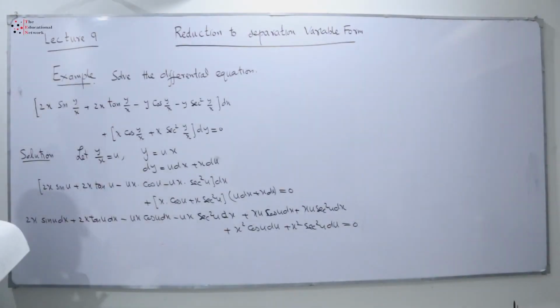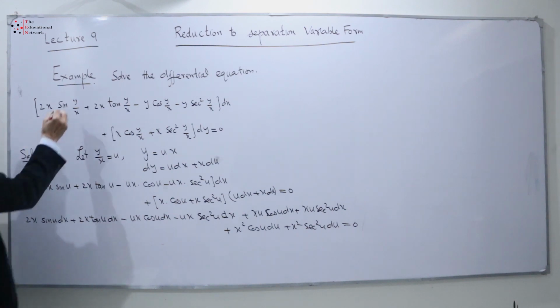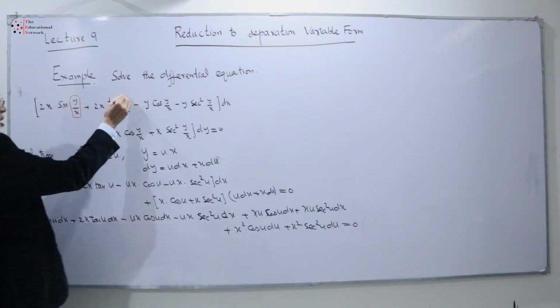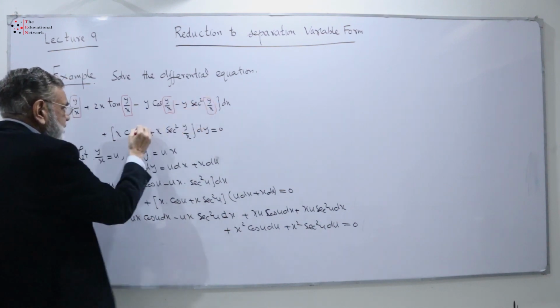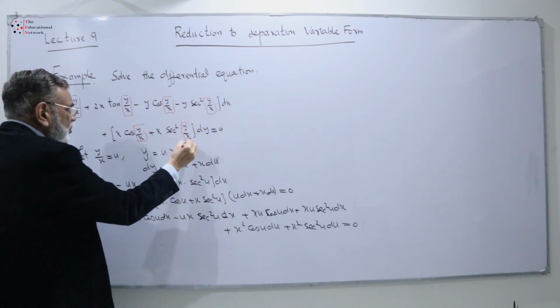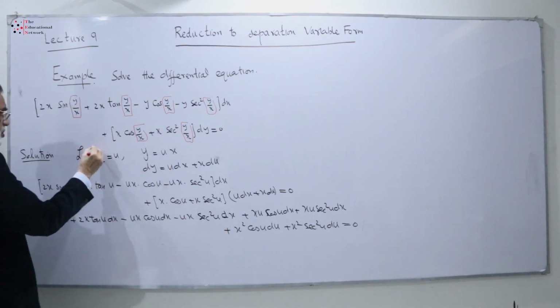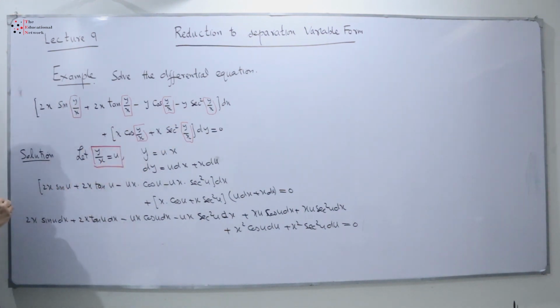I give you this example. This looks to be very complicated, but it's not. We can see it here. We can mark that we have y upon x in every term. So obviously our substitution comes to be y upon x equal to u.